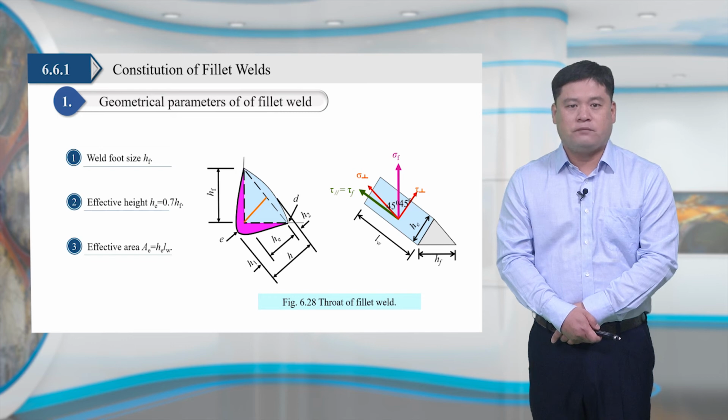The stress applied on the cross-section includes the normal stress perpendicular to the weld, the shear stress perpendicular to the weld length, and the shear stress parallel to the weld length. If the length of fillet weld is too small, it will cause serious local heating of the base material during welding and decrease the quality of the welding.